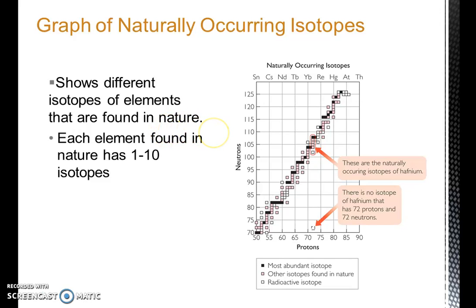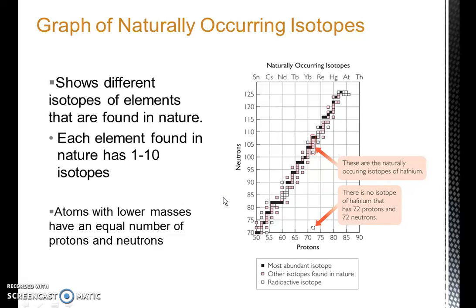And the way that you read this graph, across the bottom you have your protons, which remember tells you your atomic number, and then off to the left you have your neutrons. So for example, if we look at protons here at 60, that's neodymium on the periodic table. You can see for all the isotopes of that element how many neutrons each one has, and then you can calculate the mass from that.